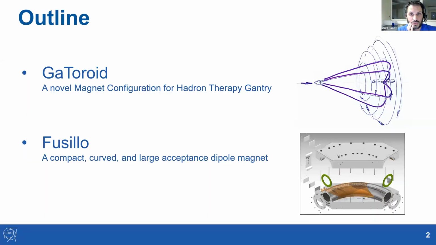So today, we'll present you two projects that we have. The first one, so-called Gateroid, is a novel magnet configuration that can be used for radiotherapy gantries. And the second one, called Fusilo, is a technological demonstrator of a compact curved dipole magnet.